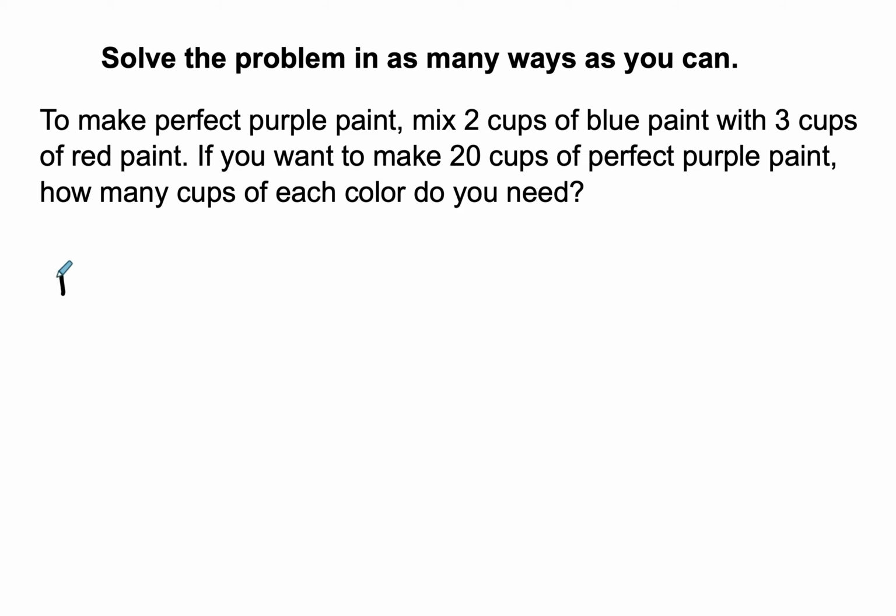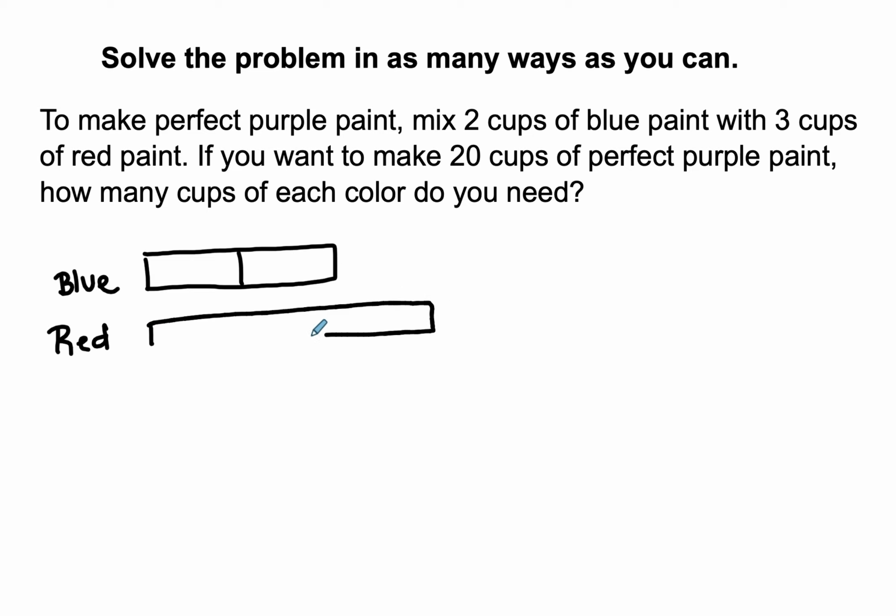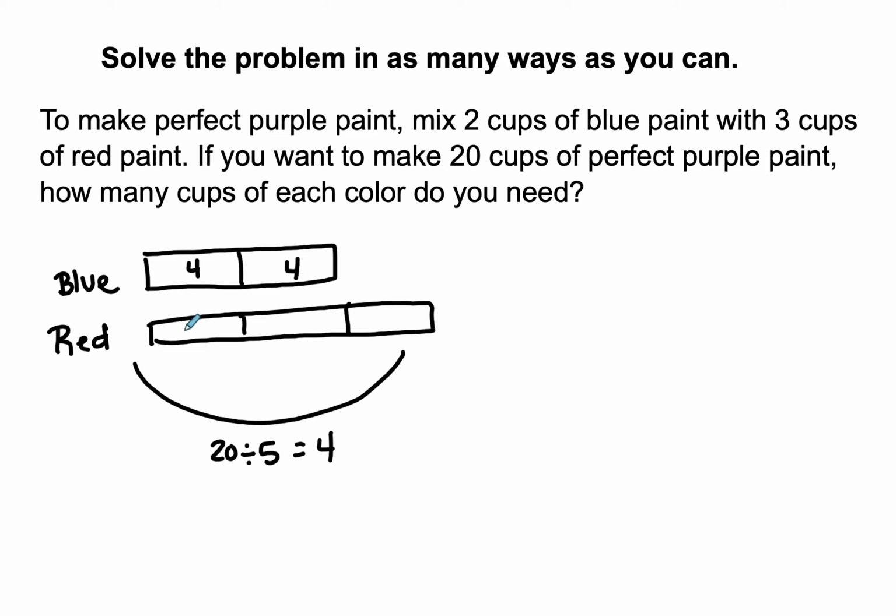Okay, so let's see. If I do my tape diagram, I have blue, and it's 2 cups, so I'm going to do 2 little rectangles. 3 cups of red. So I'm going to do 3 rectangles. Make my rectangles look about equal in size. Okay, and then all together I know it needs to equal 20. So I've got 5 boxes here. I'm going to do 20 divided by 5 boxes. That gives me 4. So I need 4 cups for each box.